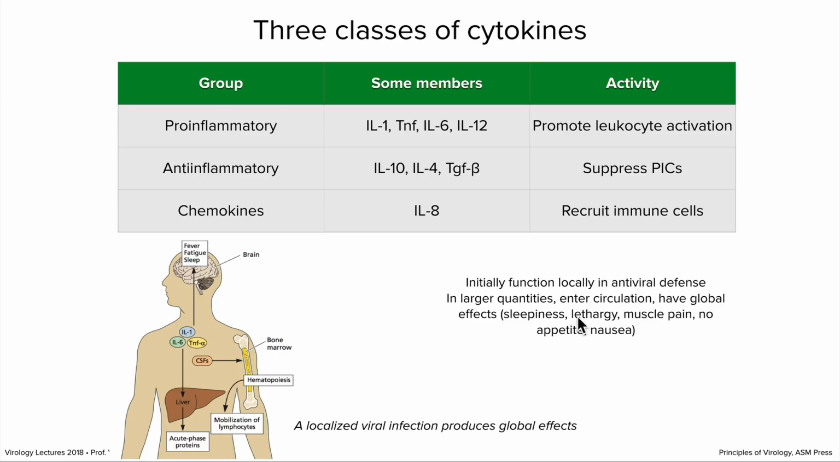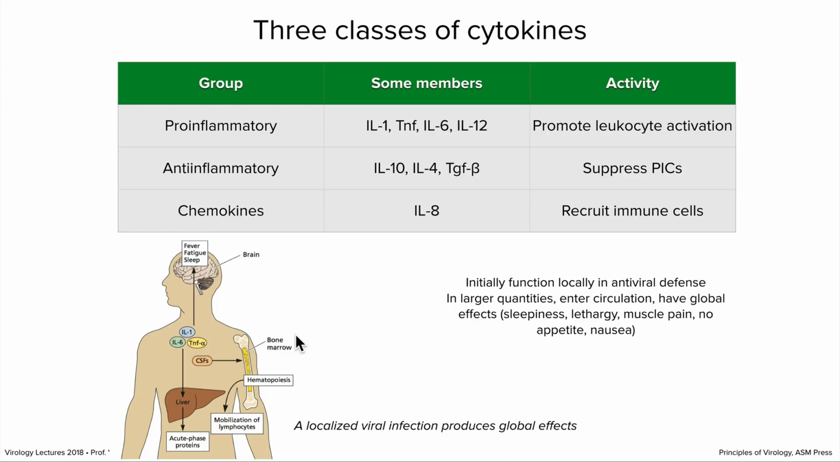And they will have global effects. They will cause sleepiness, lethargy, muscle pain, no appetite, nausea, flu-like symptoms. That's why a localized viral infection can have global effects, and why if you have flu, you can have nausea, because you're making tons of cytokines, they're going all over and engaging receptors on various tissues and producing these effects.